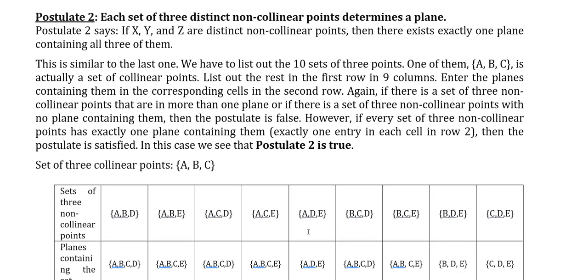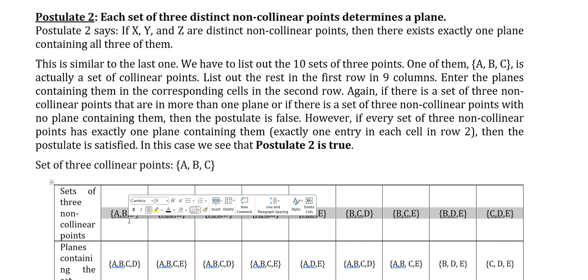Postulate 2 says each set of 3 distinct noncollinear points determines a plane. So now we've got to get 3 points together. Now there is a set of 3 points that are collinear. That's A, B, and C. So we're going to eliminate that one. Let's see, 5 choose 3 is also 10. But we're going to eliminate this one, so that should leave 9 here. 3, 4, 5, 6, 9. Yeah, there's all 9 there.